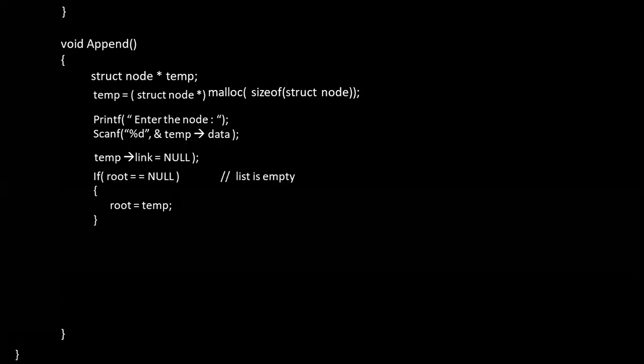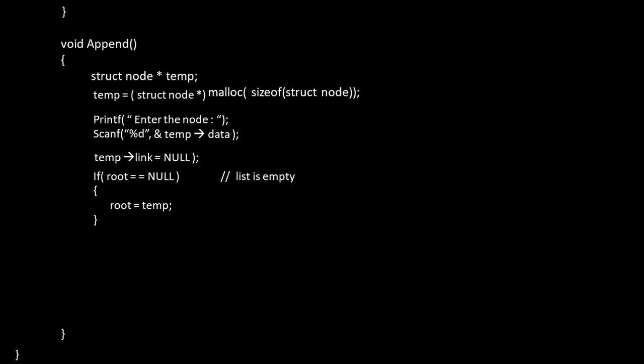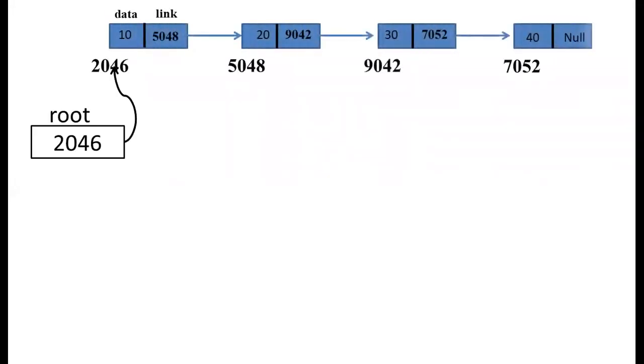Now, let us see how we are going to add the other node. If the node is not the first node, if we are already having some nodes, then we have to write our logic in the else. So using the else block, we need to write the logic to insert the new node. Suppose that we have a list consisting of 4 nodes like this, and the root variable is pointing to the first location.